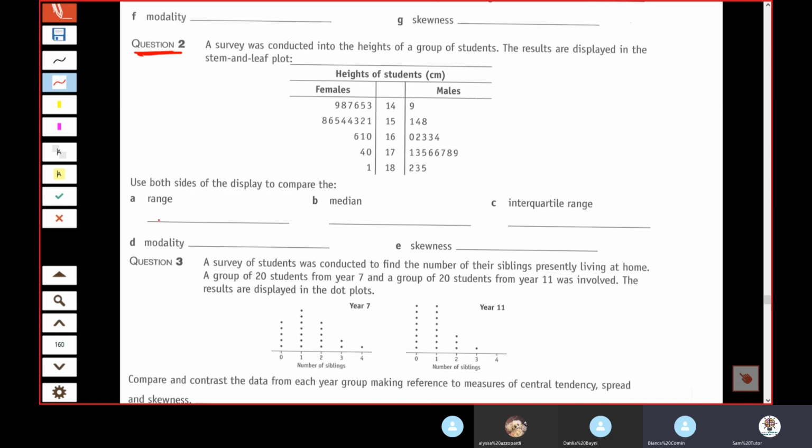So let's start with range first. What's the range for the males? 185 minus 149. 185 take away 149 is 36. And what is it for females? 181 minus 140.